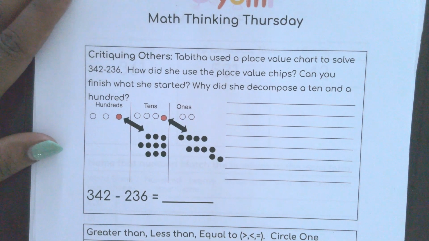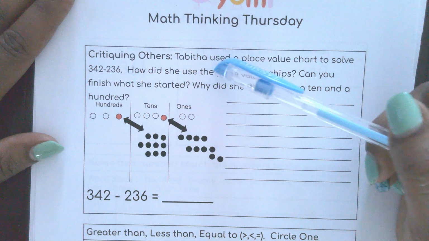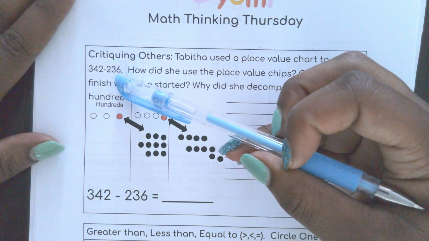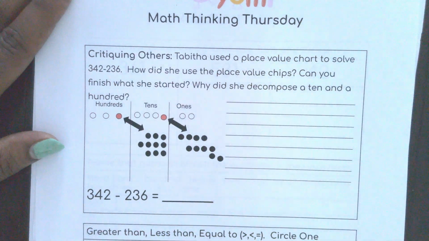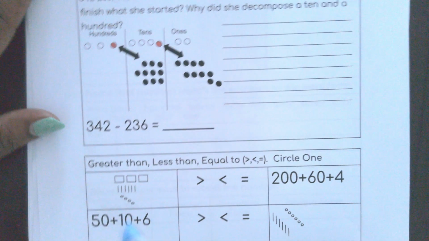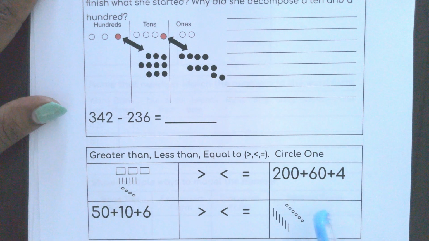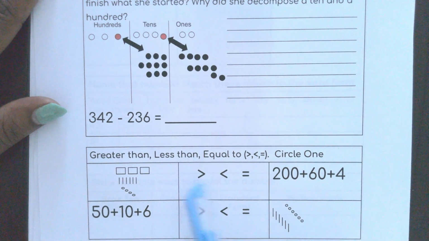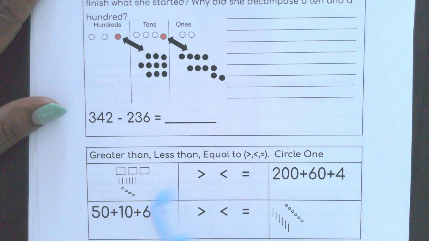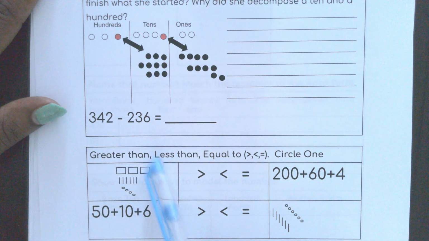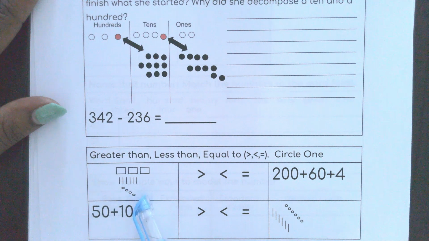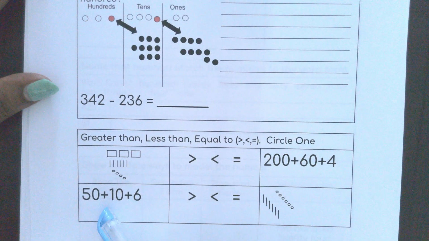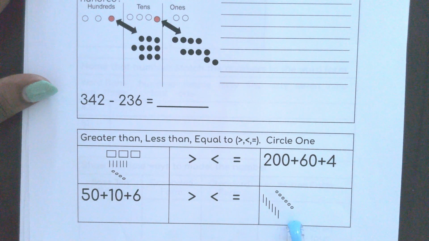We are going to help Tabitha figure out how to solve this problem. She's doing some subtraction today, 3-digit. And down at the bottom, we're going to compare these values on the left and the right. We're going to either say that it's greater than, less than, or equal to. And look, we're using various forms of showing a number: base 10 blocks, expanded form, and base 10 blocks. Let's get into it.